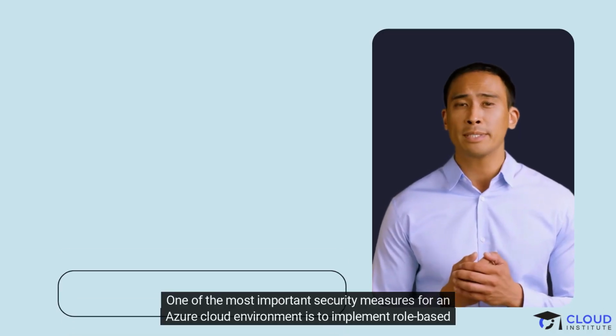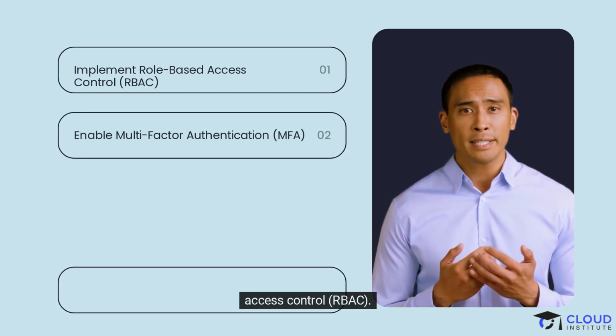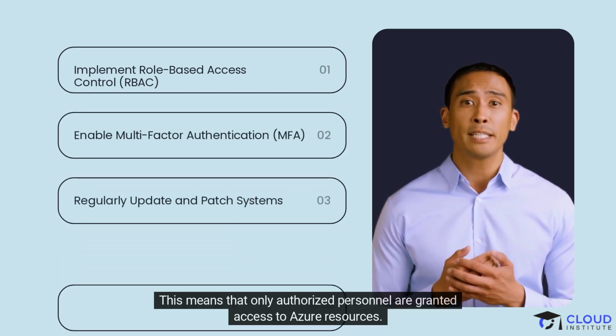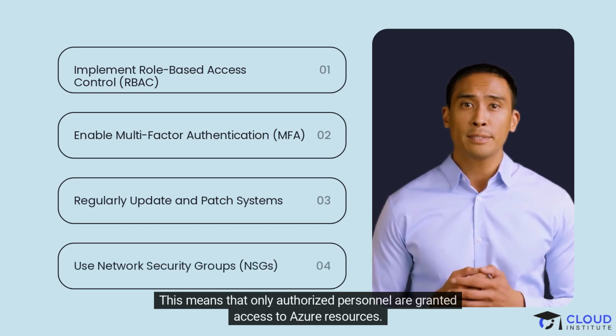One of the most important security measures for an Azure cloud environment is to implement role-based access control, RBAC. This means that only authorized personnel are granted access to Azure resources.